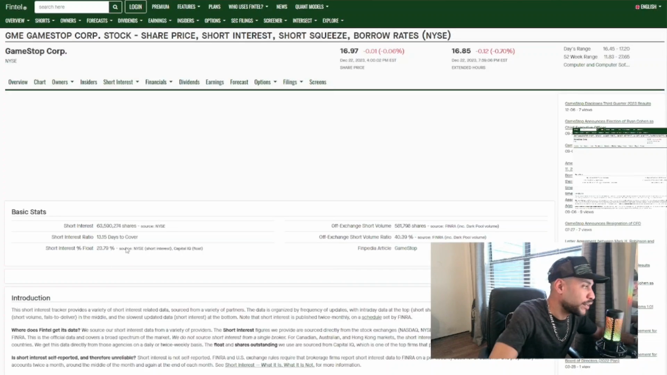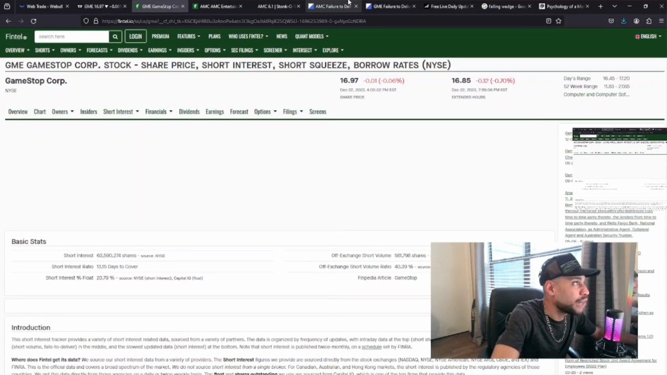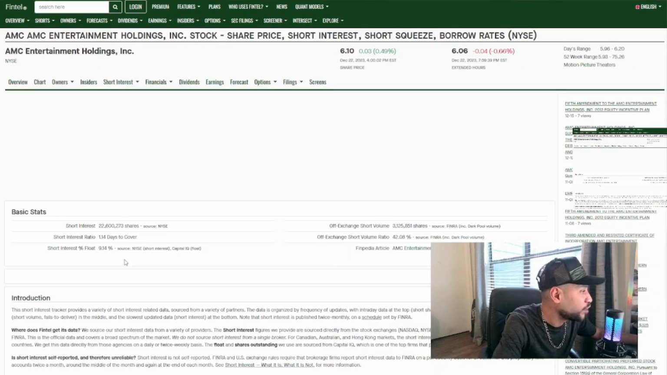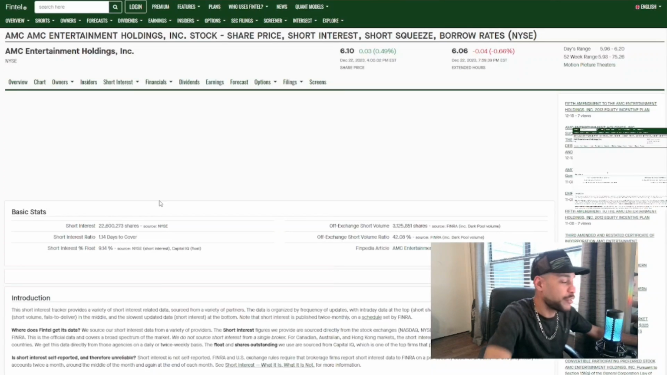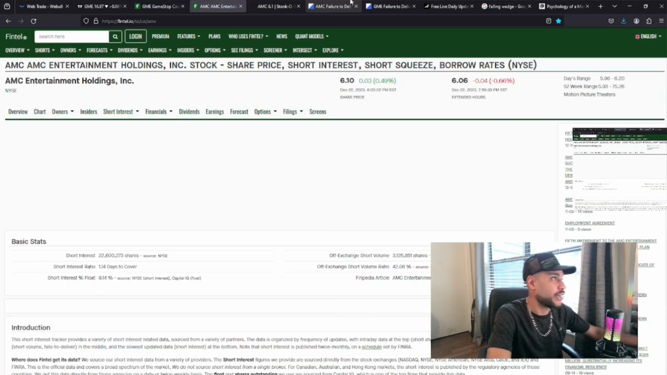Now, short interest for GameStop is 23.79%, which is a high amount of short interest, and short interest for AMC is 9.14%. This is reported by Fintel. Both short interests are high enough for a short squeeze.